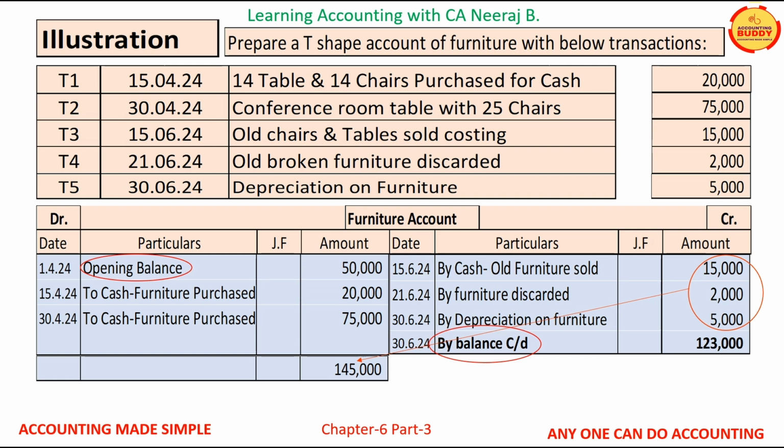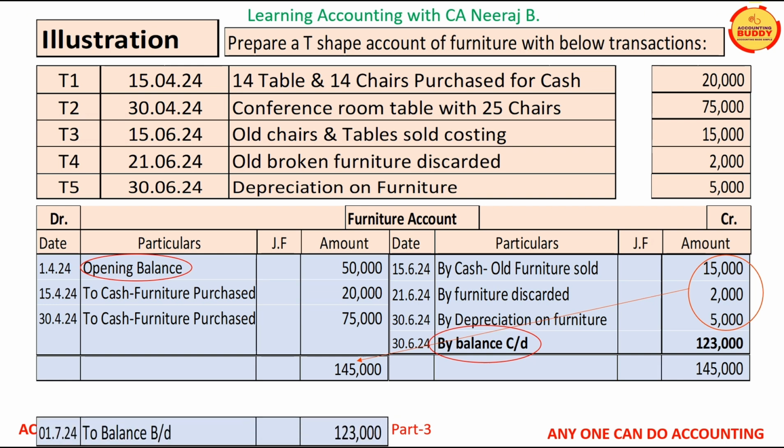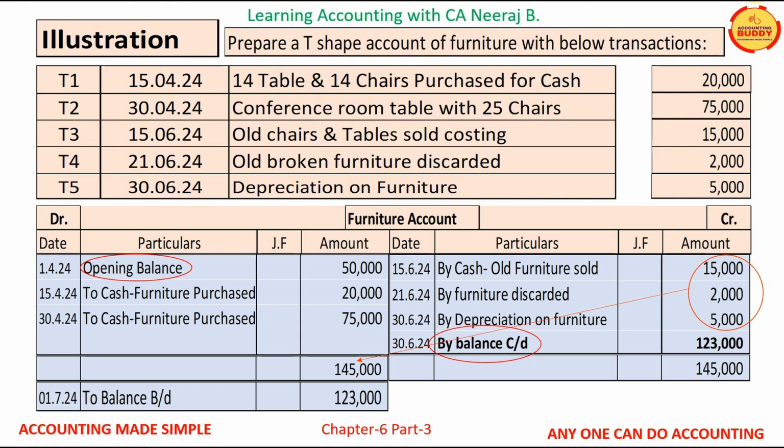Now, when you add all the credit side transactions, including the balance carried down, you will get 145,000. Thus, the account is said to be balanced as on 30th June 24. Now, the same amount will be shown as balance brought down on immediate next date, that is 1st of July 24.